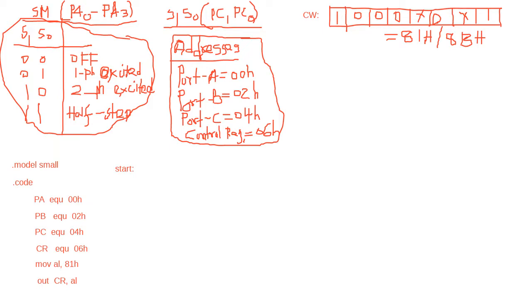Now we will consider what the conditions of the switch are. Compare AL with 00H: if the switches are 00 and all other bits are 0 also, then it will jump if equal, go to off.